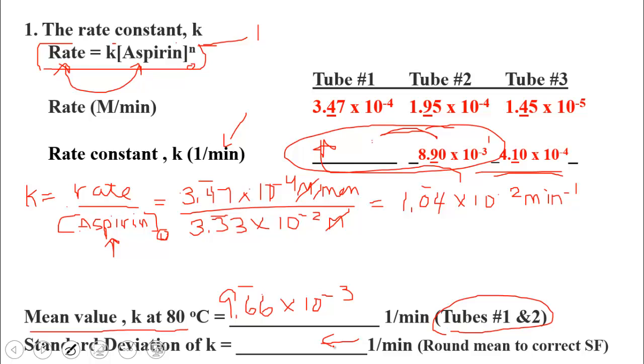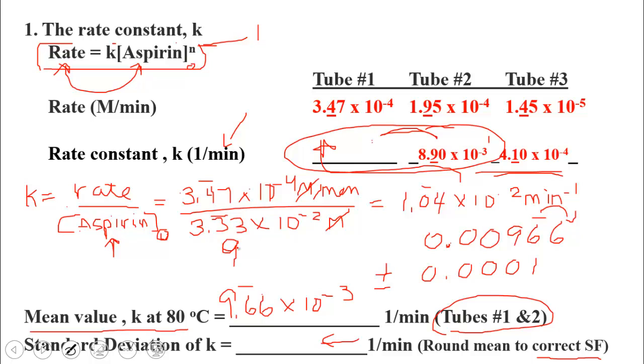Now I would like you to record the mean to the correct amount of significant digits. For example, first of all, let's just look at what my rate constant average is, 0.0966. Let's say my standard deviation was found to be 0.0001. Now, I want to make sure that my mean is rounded to that. So you're going to see that it's rounded to this decimal place. And so we would round it then to 9.7 times 10 to the minus 3.